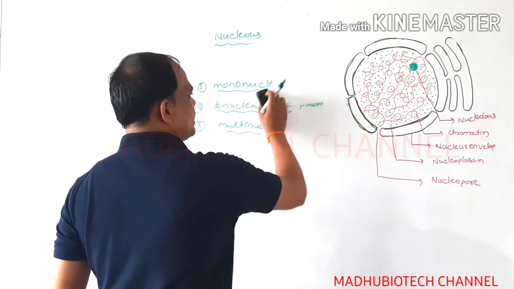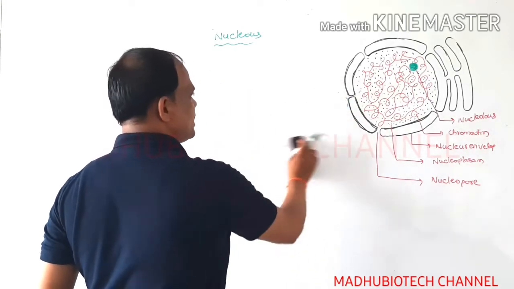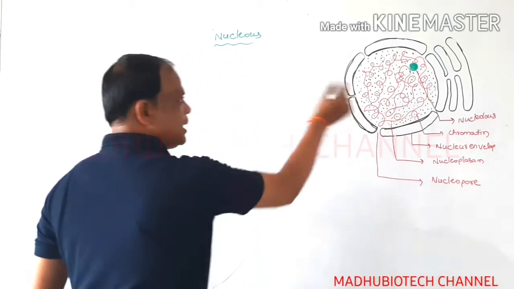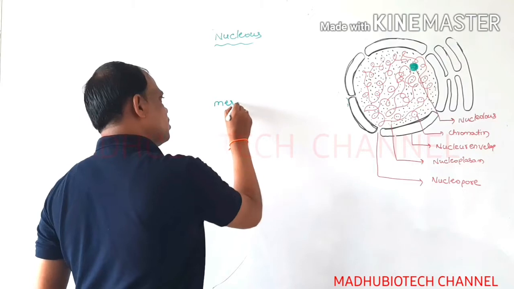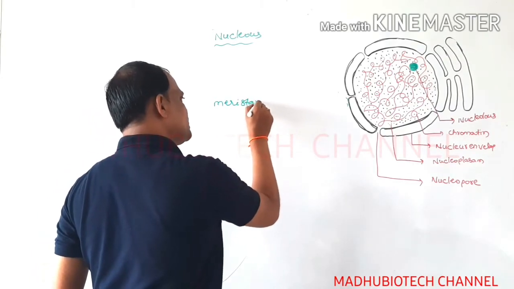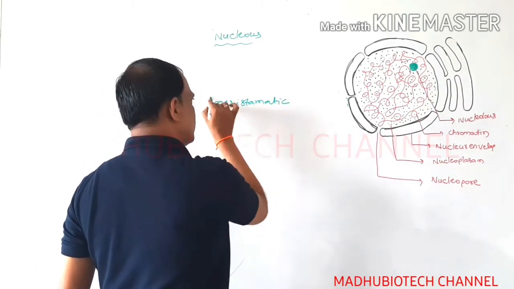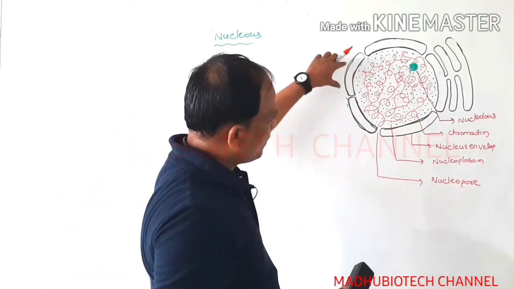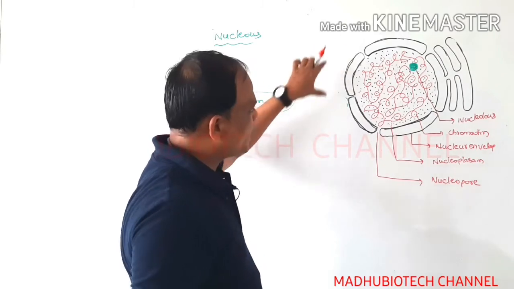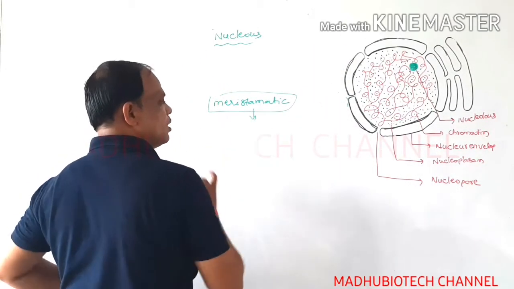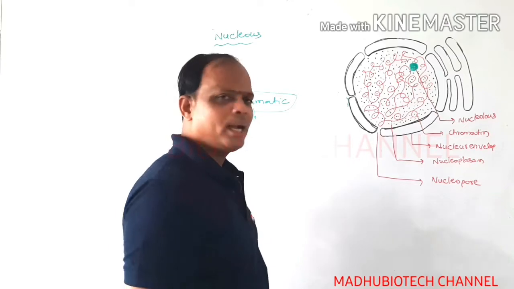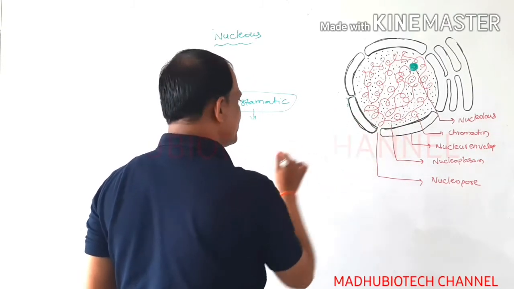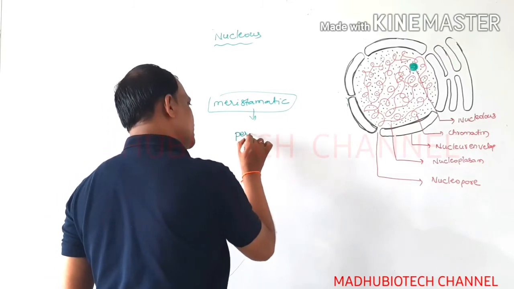This is the largest double-membrane cell structure. In all meristematic cells, the nucleus is located in the center part, and in the remaining plant cells, the nucleus is located at the periphery.